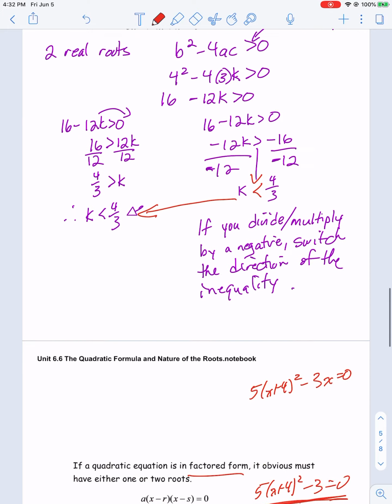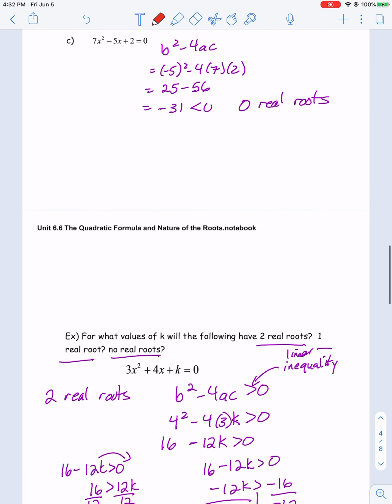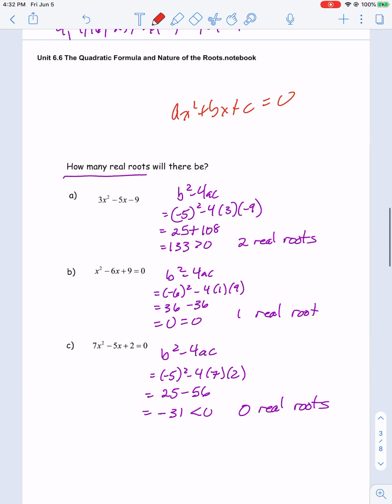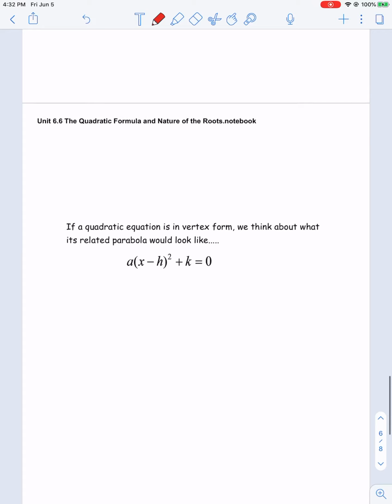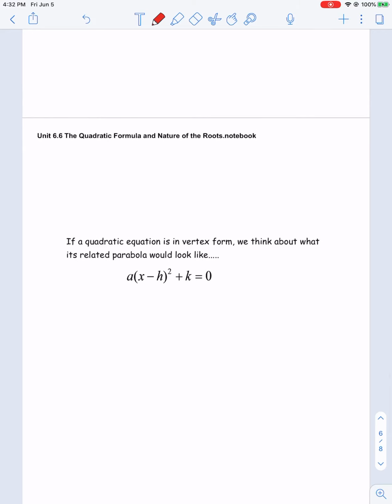Okay? Standard form, no brackets at all. It's ax squared plus bx plus c. That's it. No brackets, nothing at all. And then finally, vertex form has brackets, so a number times the bracket squared plus a number. That is definitely vertex form. So now we want to look at the nature of the roots when it's in vertex form.